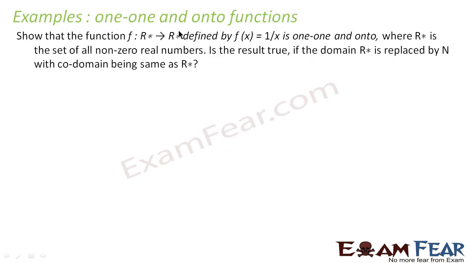We have to show that the function from R star to R star defined by f(x) equal to 1 by x is one-one and onto, where R star is the set of all non-zero real numbers. Please note this is crucial here because R star to R star is our domain and codomain. This is the domain and this is the codomain.